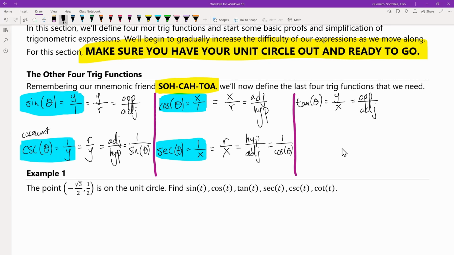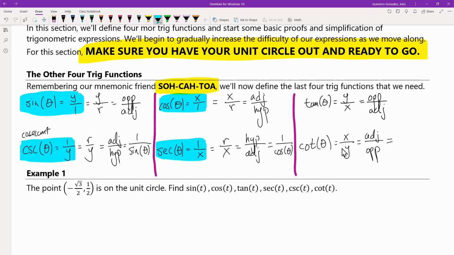Okay? And then the last one, and actually, I want to back this off our purple line here a little bit, just a little bit. There we go. Okay. And then our last definition is cotangent, C-O-T, of an angle theta. Same idea. We switch everything. X over y, which is the same thing as adjacent over opposite, right?